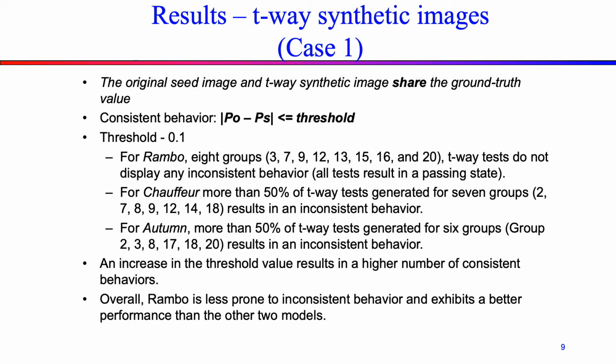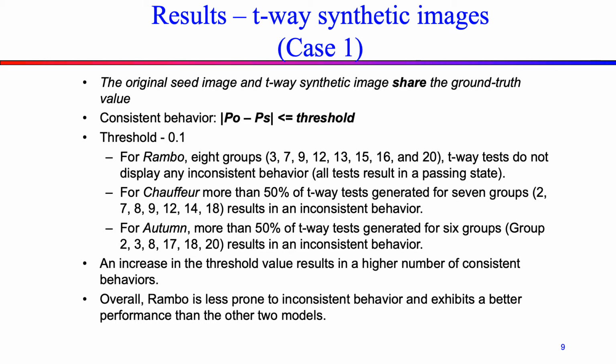An increase in threshold value results in a better performance, that is, a higher number of consistent behavior across 3 models. In the case of Rambo, with a threshold of 0.2, we observe that in most cases, all the T-way tests generated exhibit a consistent behavior. However, for the rest of the two models, we observe that 25% of T-way tests still result in an inconsistent behavior for some groups.